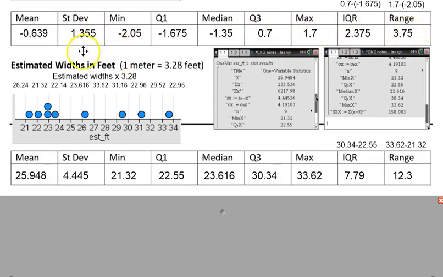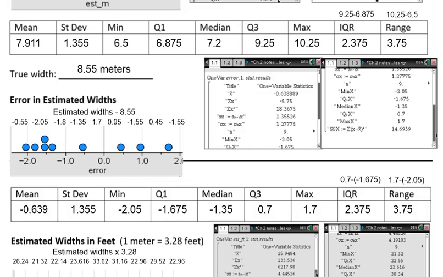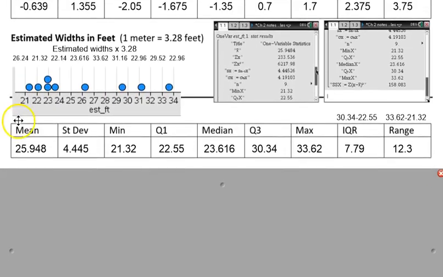Notice here, if we compare all of our values, before, the standard deviation, the IQR, and the range didn't change. Now notice that all of those values are 3.28 times what they were before. So if we took standard deviation times 3.28, IQR and range times 3.28, and then all of the other values are 3.28 times bigger than their original values, not the one before. So mean was 7.9, now multiply that by 3.28, we get 25.98.